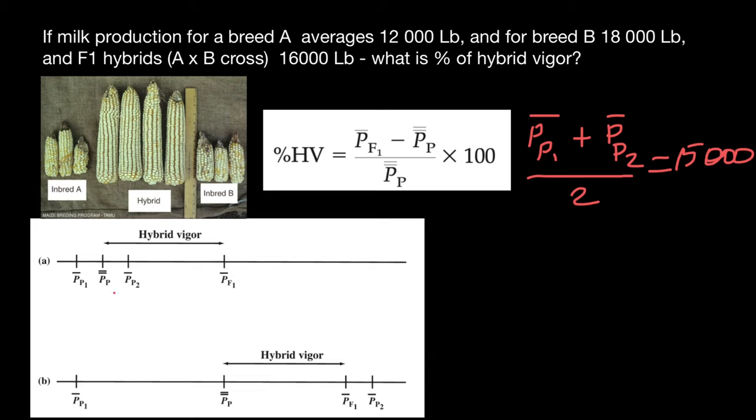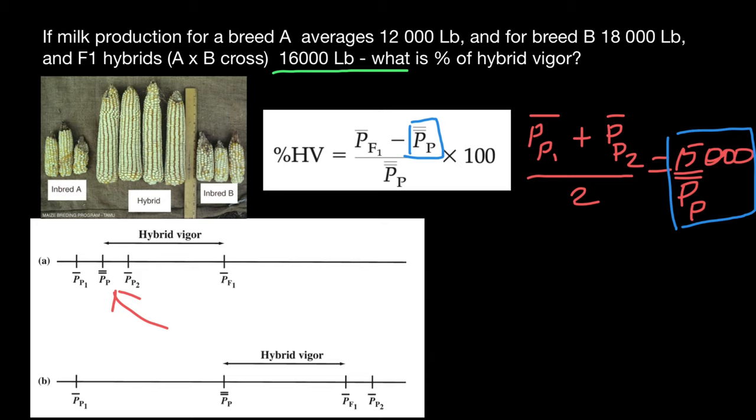On our graph, this is P double bar. What have we found? We have found this part of our formula. Now take a look: the mean of the F1 generation is given to us. This is the result of the cross of inbred lines A and B, and this is this part of the formula. We know that this is 16,000.